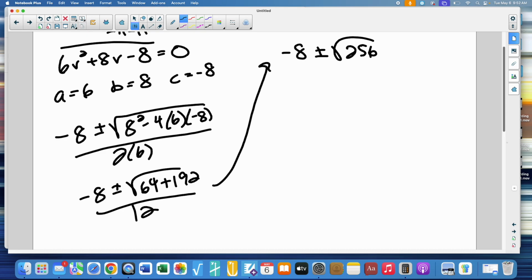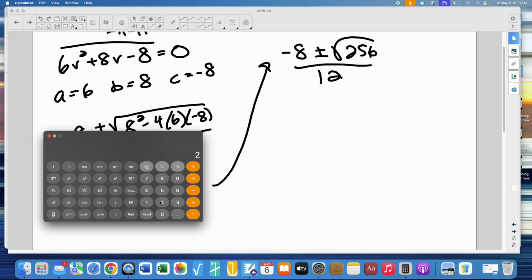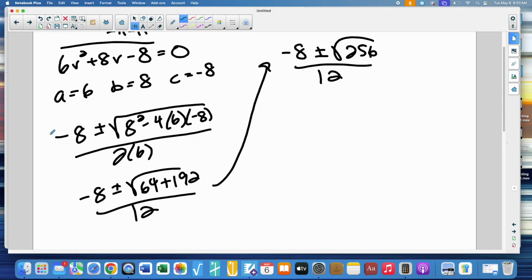256. 6, 5, 256 over 12. 256. It feels like a perfect square. The square root of 256 is not a perfect square? Okay, so we have to simplify. 256. Let's hope Mr. Mac did his math right.